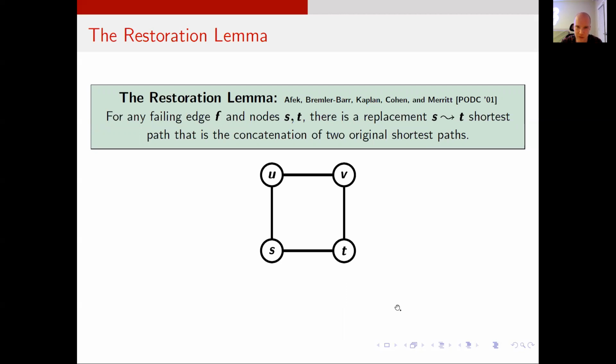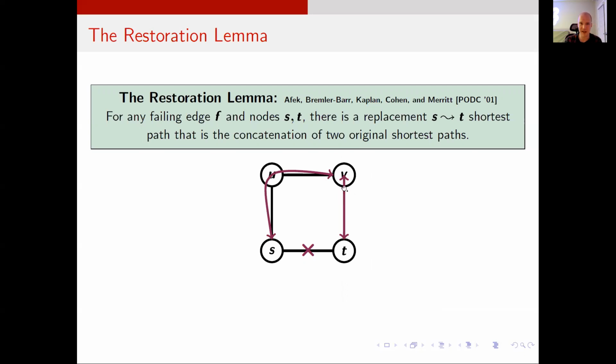So we're going to use this little simple 4-cycle as our running graph. And let's imagine that this edge fails. This is F in the restoration lemma. So the new replacement S-T path is the one that just goes around this cycle in the other direction, from S to U to V to T. So the restoration lemma is promising us that there's some way to decompose this replacement path into 2 original shortest paths. And indeed there is. This works right here. S-U-V is an original shortest path, and so is the edge T-V here.